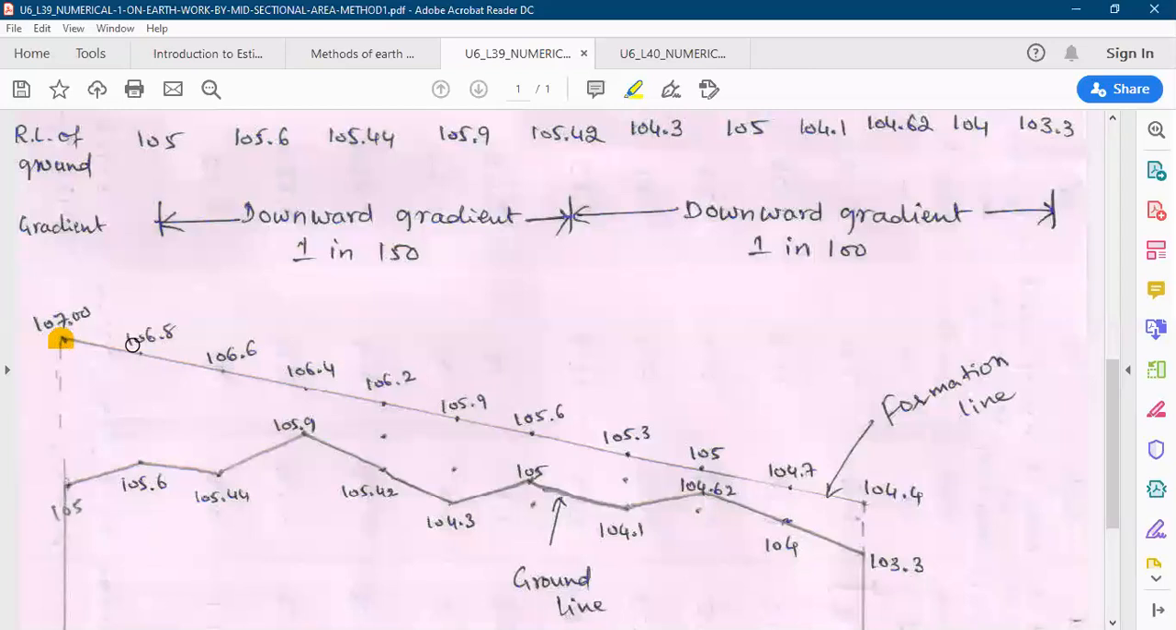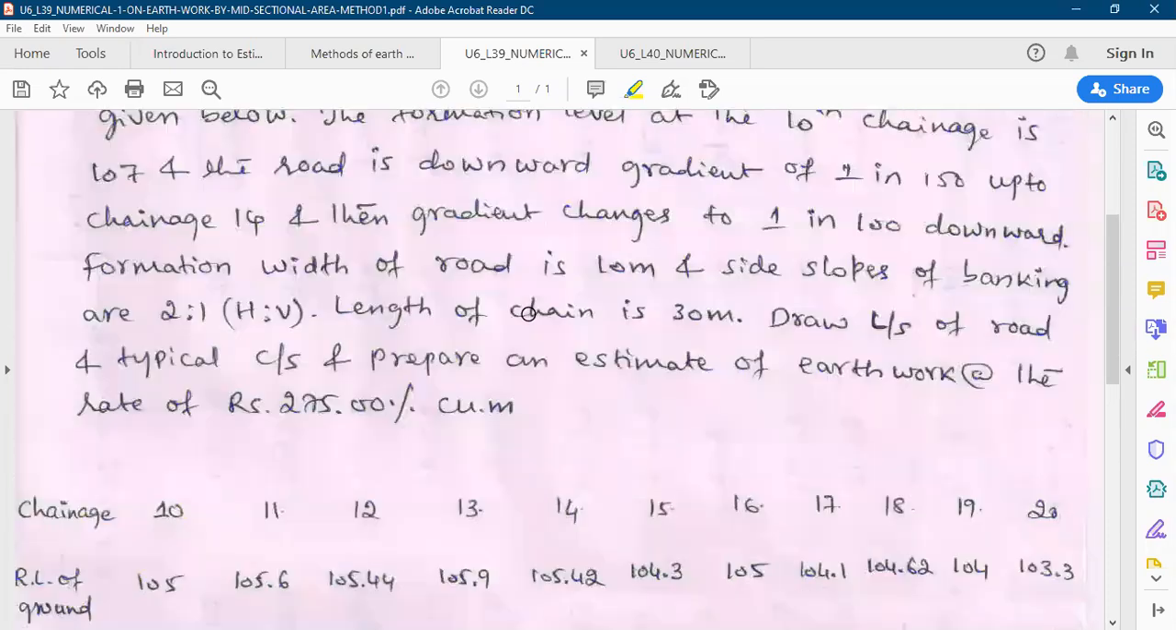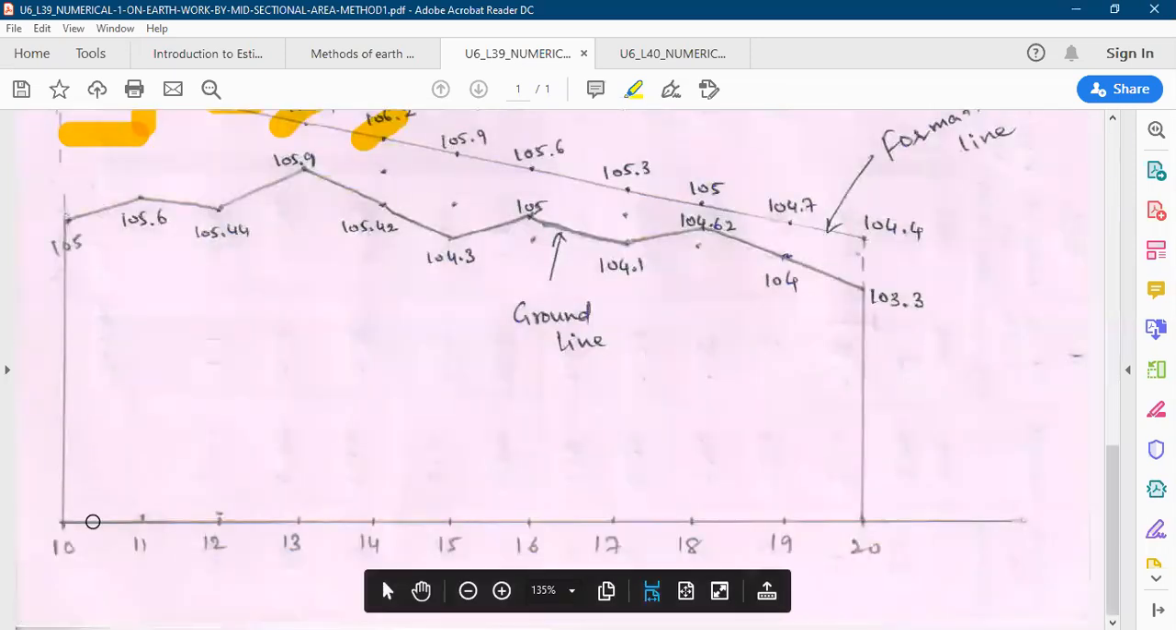It is 107.00. To calculate the RL of the second station, the third station, the fourth station, the fifth station, the reference is the downward gradient 1 in 150. The interval between station and station is 30 meter, as we have seen in the question. The length of chain is 30 meter, which is the distance between each pair of stations. So the RL of formation varies as 1 in 150, that is, for every 150 meter.